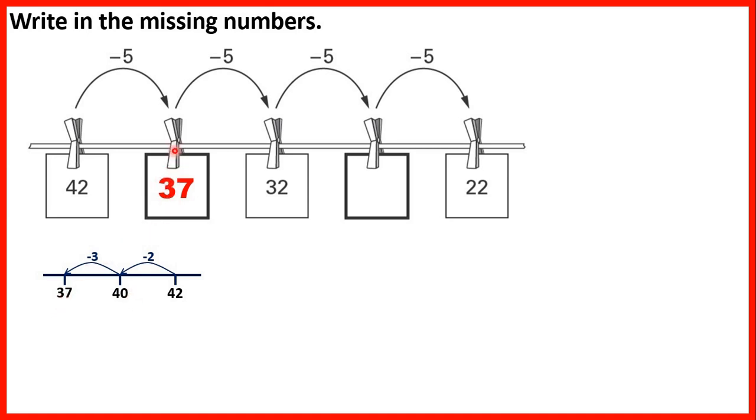And then we can check 37 minus 5 is 32. And now we need to work out 32 minus 5. That's 27, because from 32 we can take the 2 ones away to get to 30, and then subtract 3 more to get 27 as our missing number. And then we can check 27 minus 5 is 22.